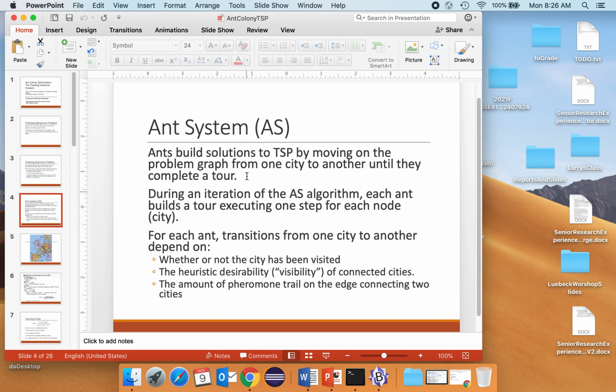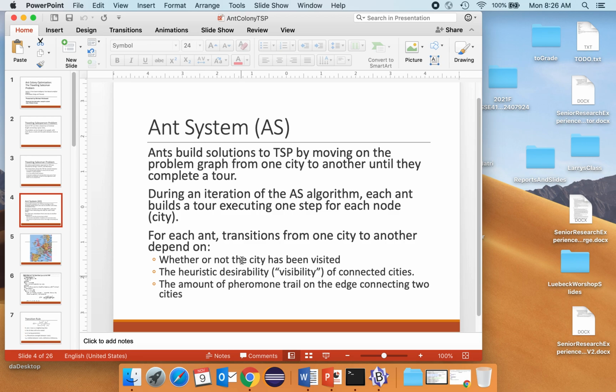So the idea is ants build a solution to TSP by moving on the problem graph from one city to another until they complete a tour. During an iteration of the AS algorithm, each ant builds a tour executing one step for each node. For each ant, transitions from one city to the other depend on a couple of things. Has the city been visited? Obviously, we don't want to produce cycles. And then the heuristic desirability, which they call the visibility of connected cities, pretty much the inverse of the distance, as well as the amount of pheromone trail.